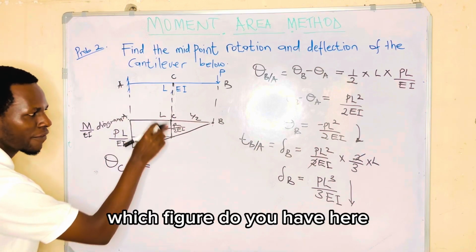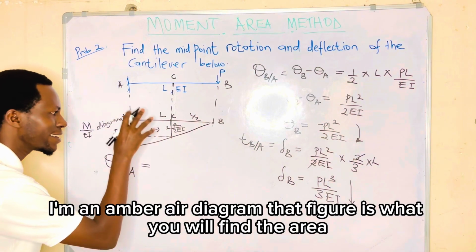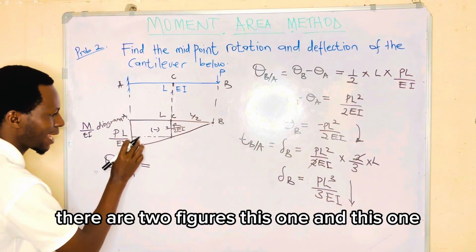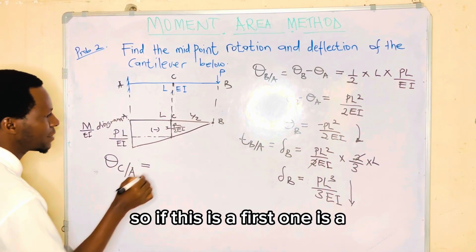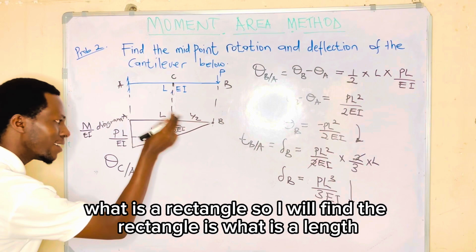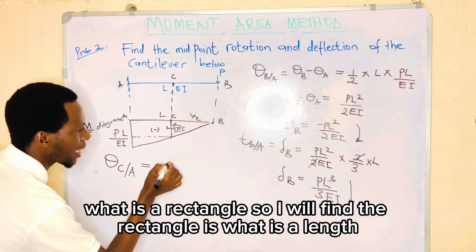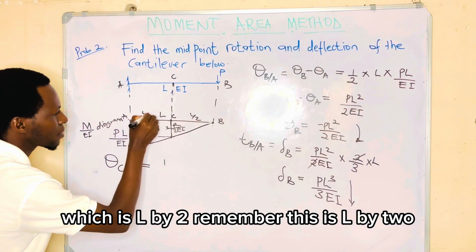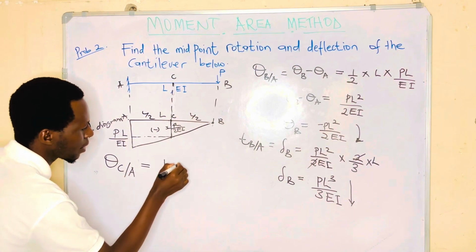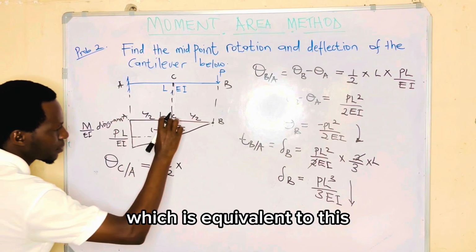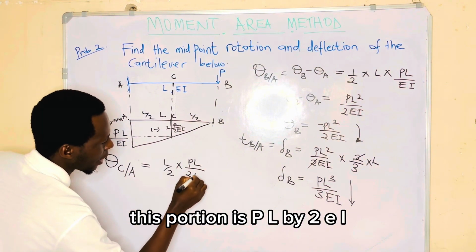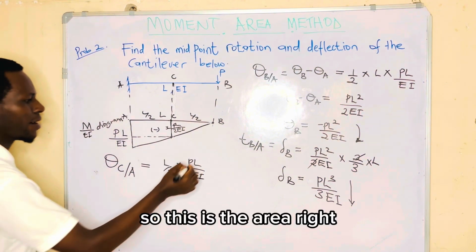So the area between point C and point A. Which figure do you have here under the M by EI diagram? That figure is what you will find the area of. There are two figures, this one and this one. The first one is a rectangle. So I will find the rectangle's length, which is L by 2. Remember, this is L by 2. Then multiply with this portion, which is PL by 2EI. So this is the area, right?